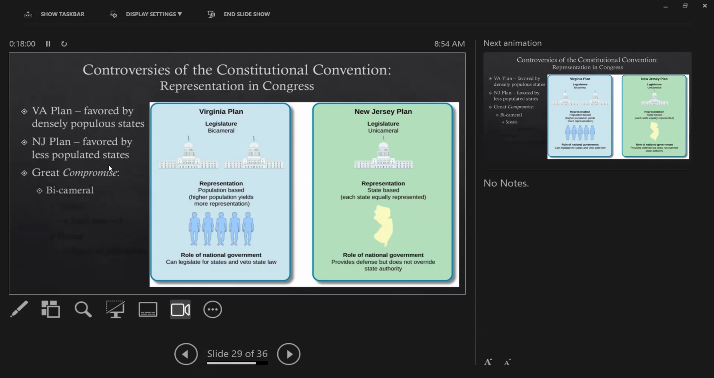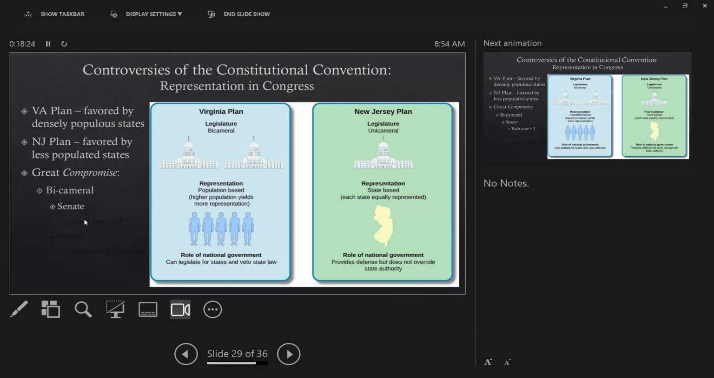Because it's a compromise, it's going to borrow features of both of these plans. Nobody gets everything they want, but everybody gets something that they want. So one of the things that came out of the Virginia Plan was a bicameral legislature. That means two chambers. So we got a Senate and a House. That's what we have today.